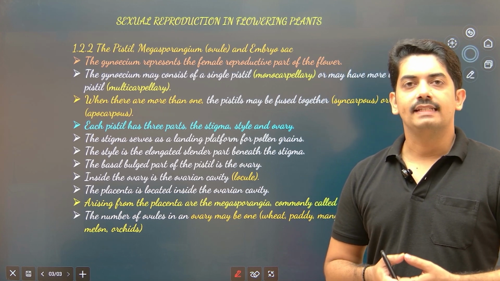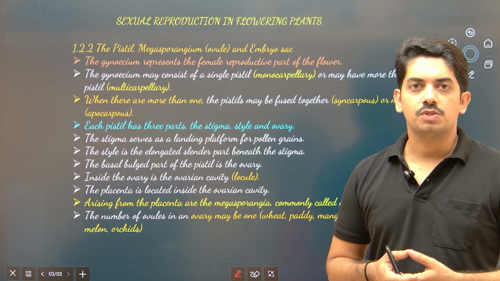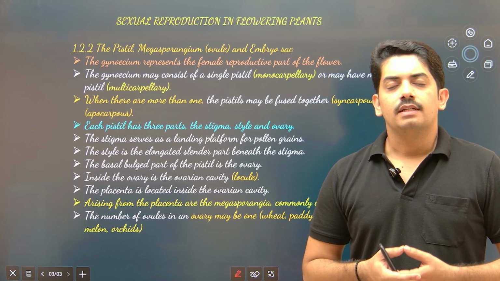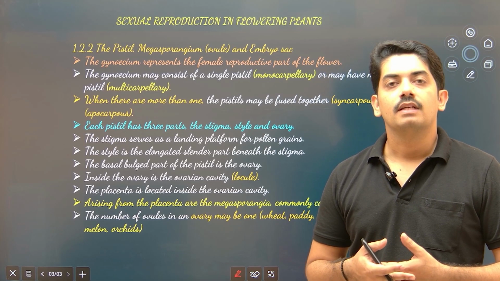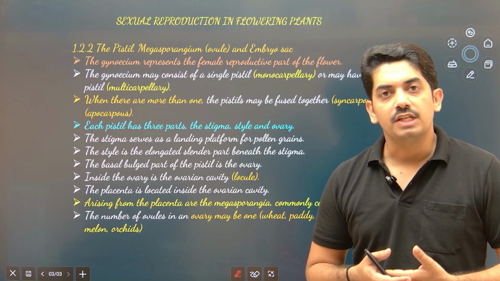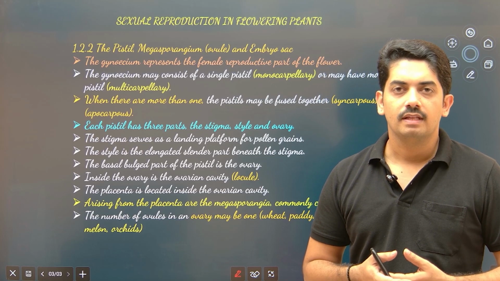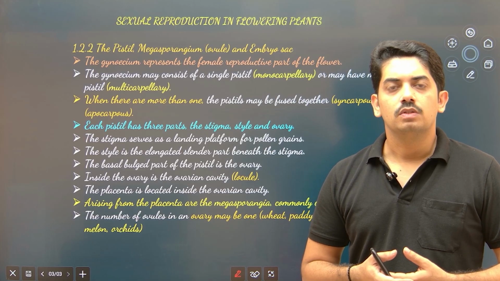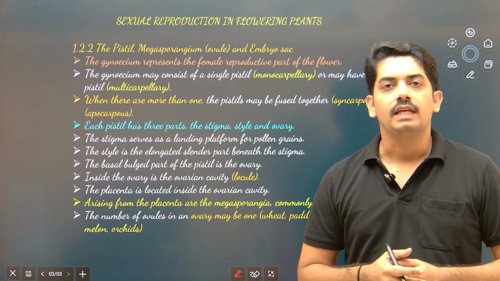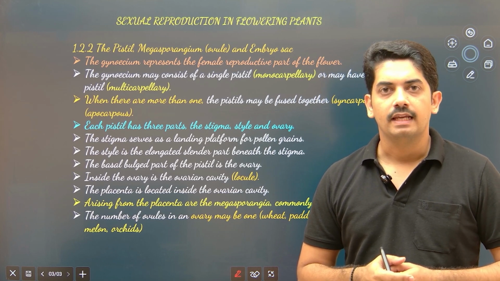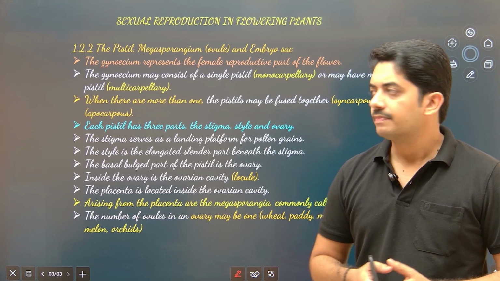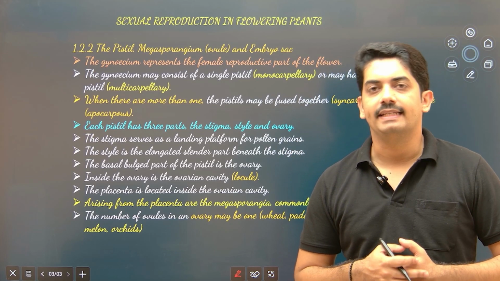Next part is related to the female reproductive structure in the flower, that is gynoecium. Here we study in detail the pistil, nothing but the gynoecium, the megasporangium, nothing but the ovule, and the embryo sac. This concept we'll study in detail under the second part, pre-fertilization events. In the first part we studied the microsporangium and pollen grains. Here we study the megasporangium in detail.